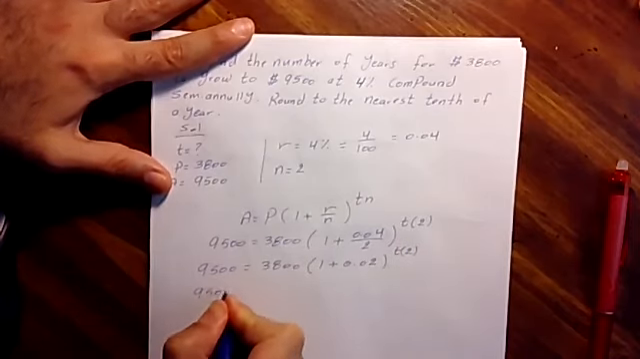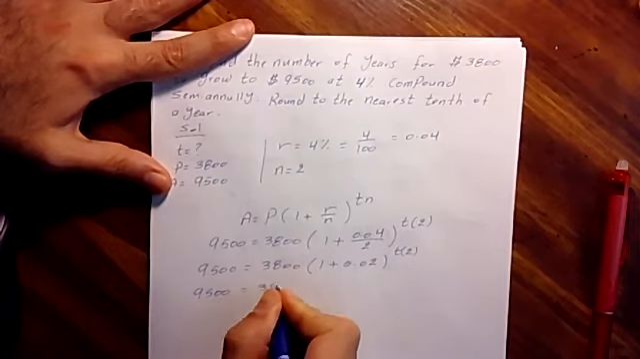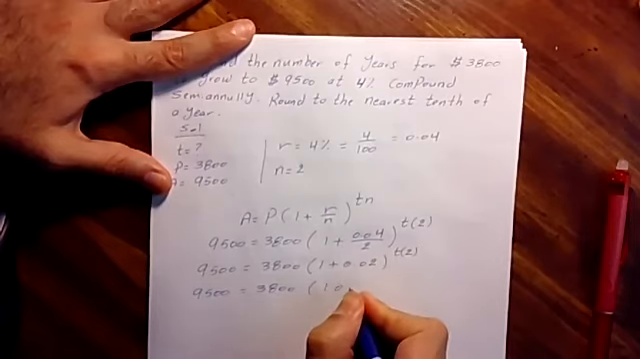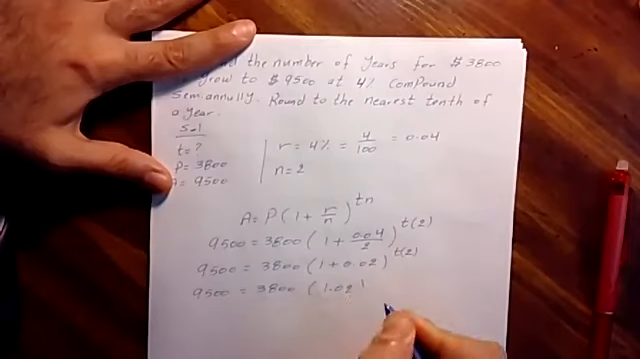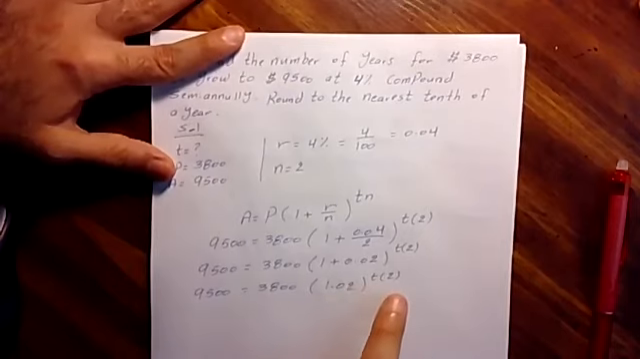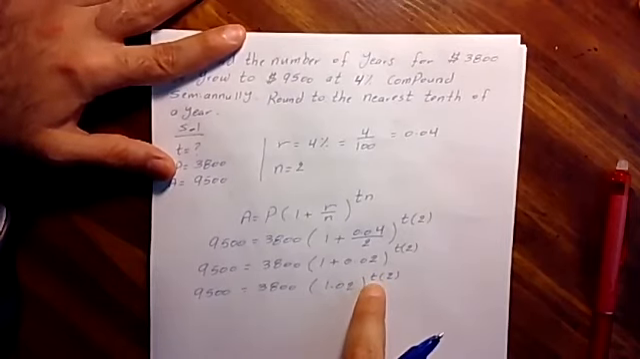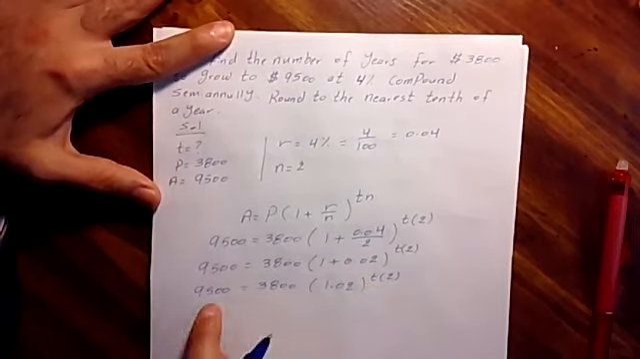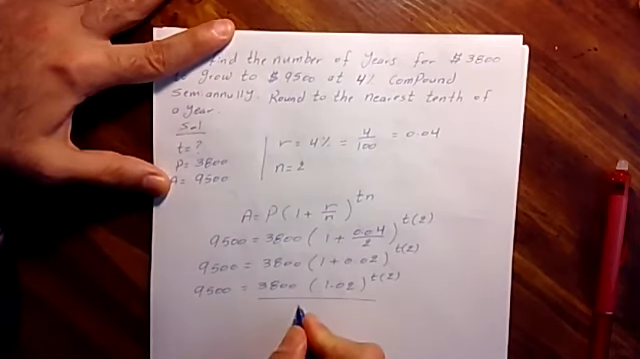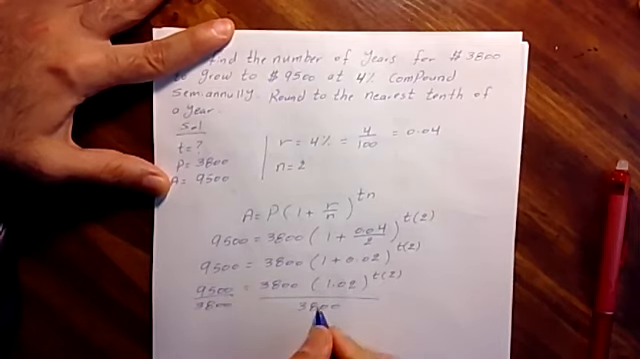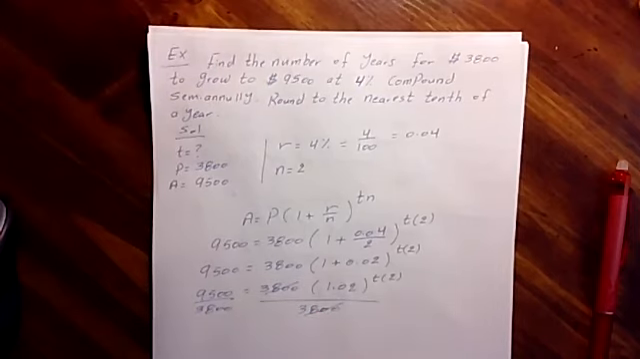Add these two numbers. So 9,500 equals 3,800 times 1.02 to the t times 2. Now, next step, I can't do anything here because I need to find the time in years, which is an exponent. So I'm going to cancel this one by dividing both sides by 3,800. Cancel these.